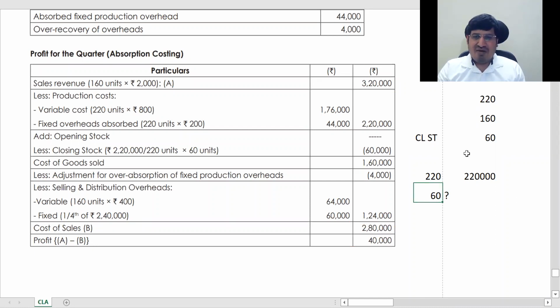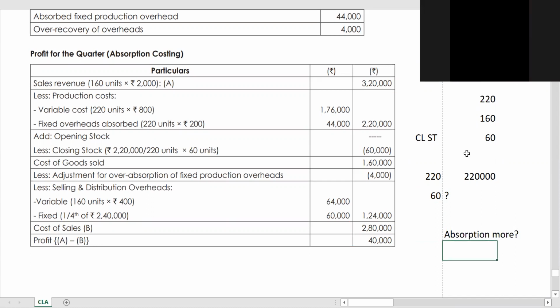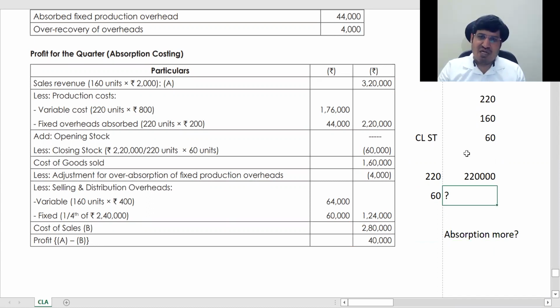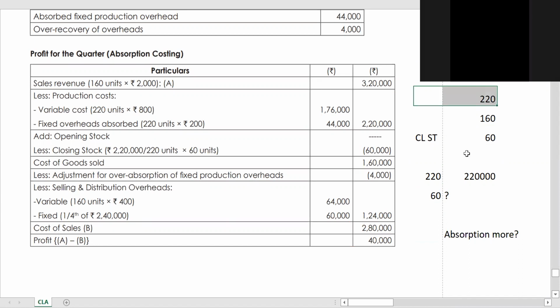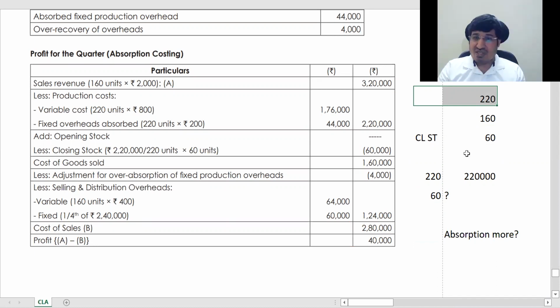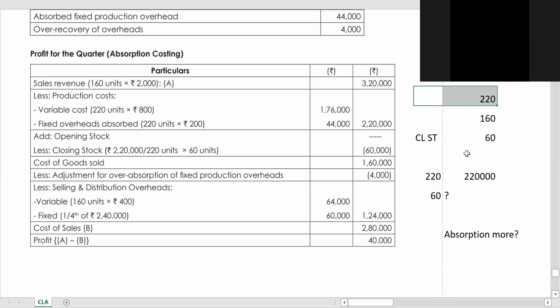Okay, can anyone tell me, profit as per absorption will be more or marginal will be more? Absorption will be more, sir. Very good. So absorption will be more because fixed costs are considered as a part of it. Because fixed costs are taken into consideration.